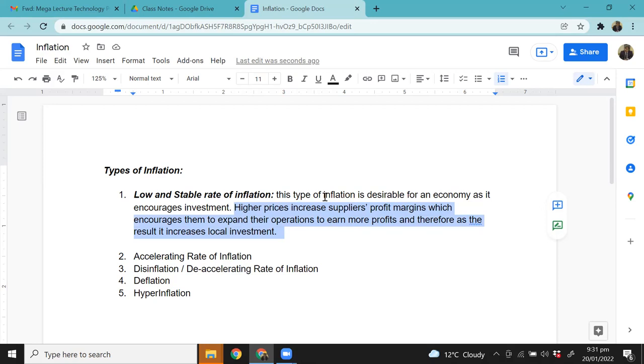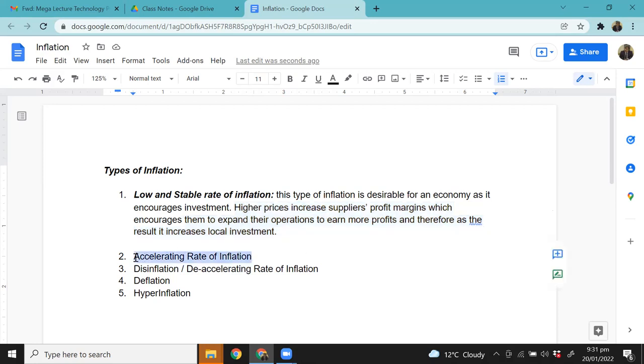And therefore, when investment increases, we know what will that do. That will generate more employment, because obviously to expand, you need more employees to look after your operations, which results in higher employment, lower unemployment, right? And higher GDP and things like that, right? So that's why it's beneficial.